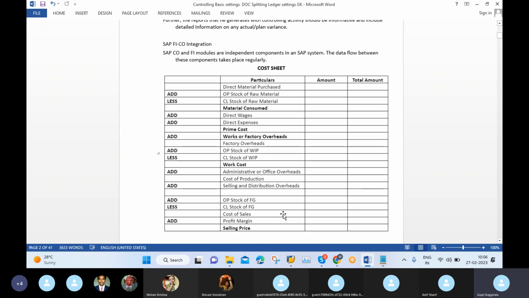And for this one, I need to add this profit margin. So up to now we have product cost, cost of sales. Now I want to add my profit. Then finally I will get the selling price, it means the sales price. But this profit margin is also very important.